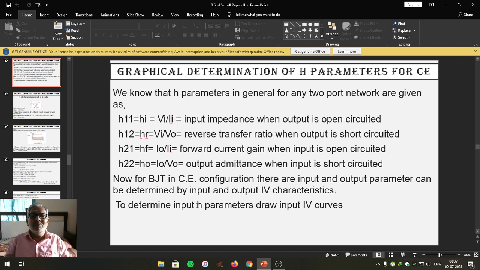To determine input H parameters, draw input IV curves or IV characteristics. We know how to plot the IV characteristics of BJT in a common emitter configuration. We studied the circuit diagram that is used to plot the IV characteristics of common emitter configuration of BJT, that is input as well as output. The plots we are already aware of.